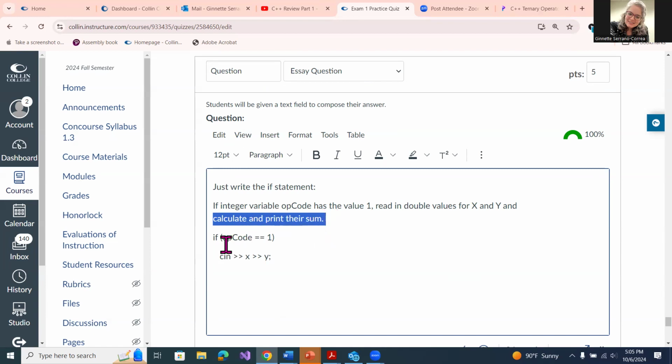So you have opcode is 1. Now we're doing 3 things, so we do need our curly braces. We can calculate their sum separately, or we can just say cout sum equals x plus y. Or if you wanted to, you could say sum equals x plus y, cout sum here. That would require making a new variable.